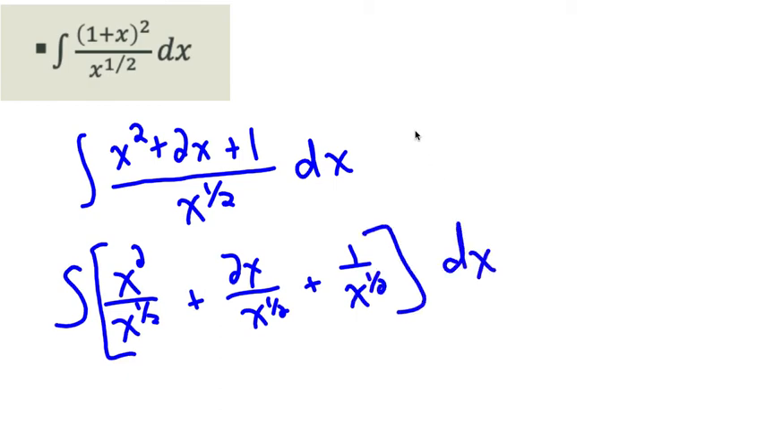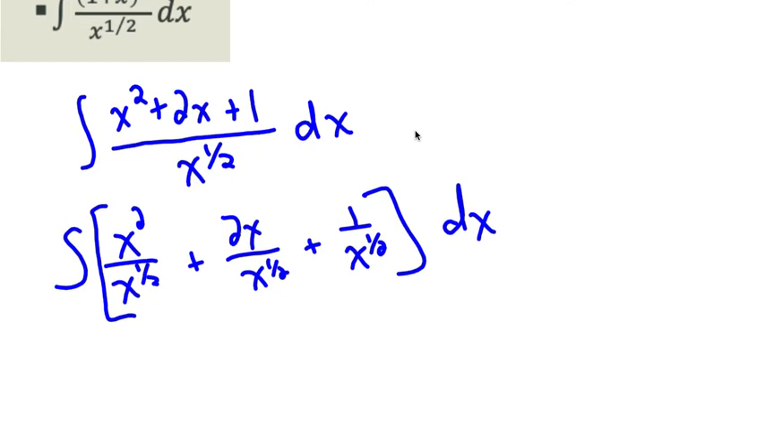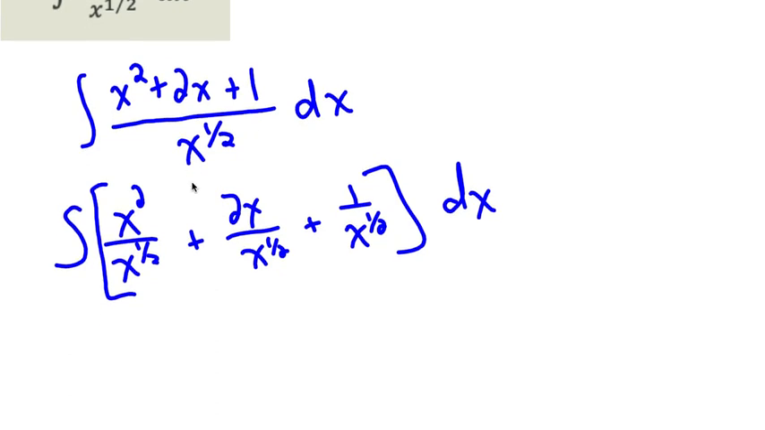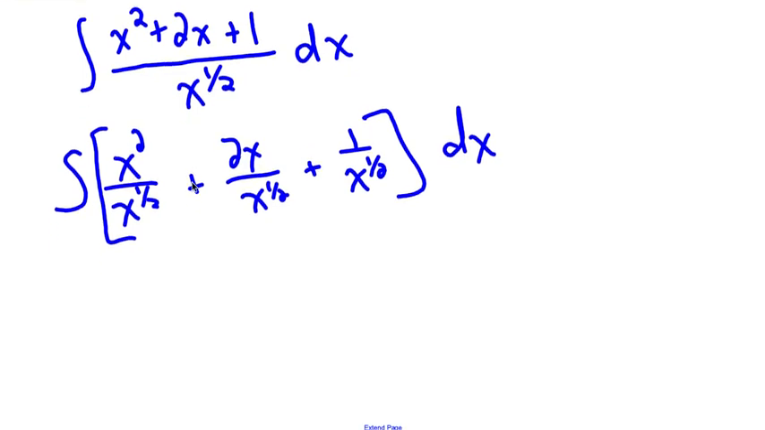Now you can't do that if this had been like x plus 1 on the denominator; you wouldn't be able to separate them. I mean, you could put them all over x plus 1, but when we have one term on the denominator, it makes it a lot nicer to split it up like this. So let's see what we have now.